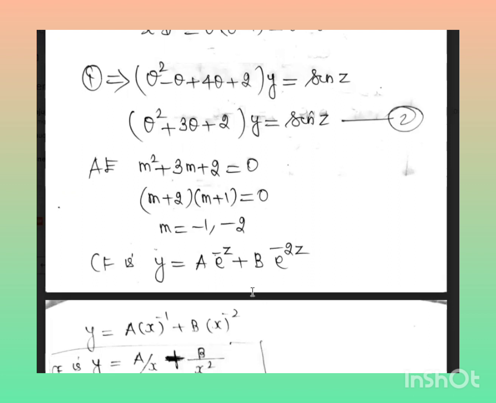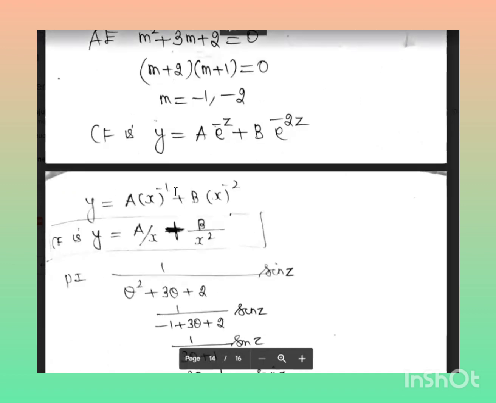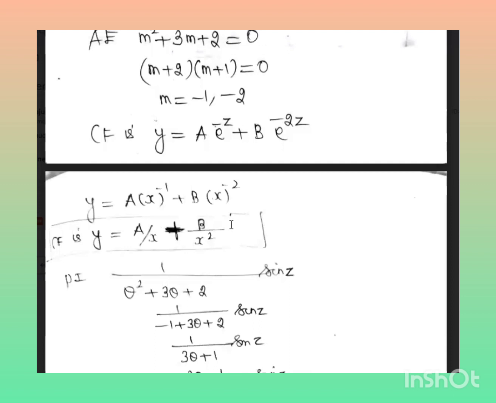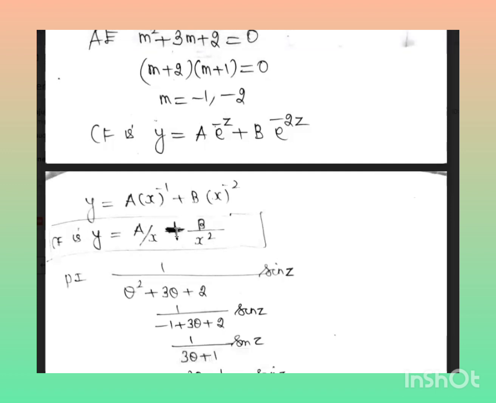So e power minus z can be written as x inverse. E power minus 2z can be written as x power minus 2. So y is equal to a x power minus 1 plus b x power minus 2. This is the complementary function. Y is equal to a x inverse, which can be written as 1 by x, plus b into x power minus 2, which can be written as 1 by x square. So the complementary function is y is equal to a divided by x plus b divided by x square.